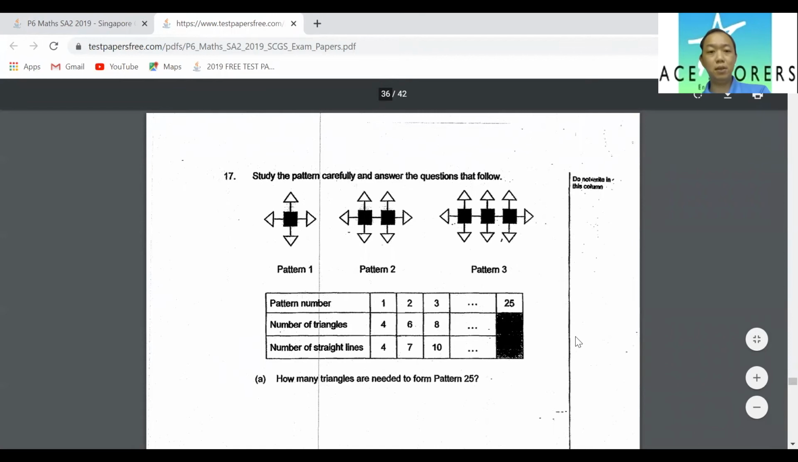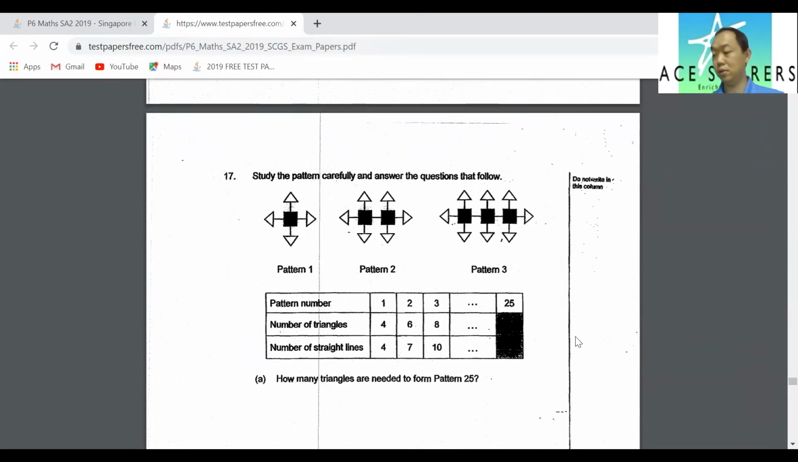Okay, SCGS pattern question. How many triangles are needed to form pattern number 25? 1 plus 4 plus 5. Number of pattern number 4, number of straight lines. Okay, let's find the pattern.